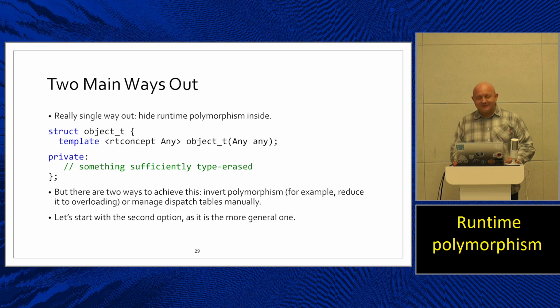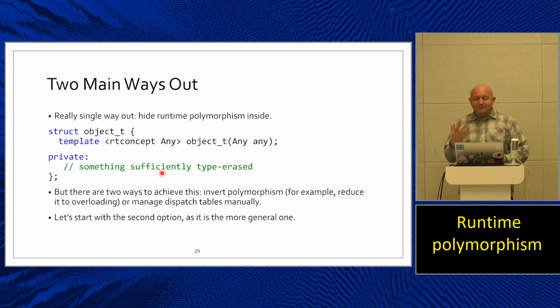So, how do we escape this? There is really one main idea: hide runtime polymorphism inside a value type. We create a wrapper class, say object T, that can be constructed from any type satisfying some runtime concept. Internally, it stores something type erased. From the outside, it behaves like a regular value.